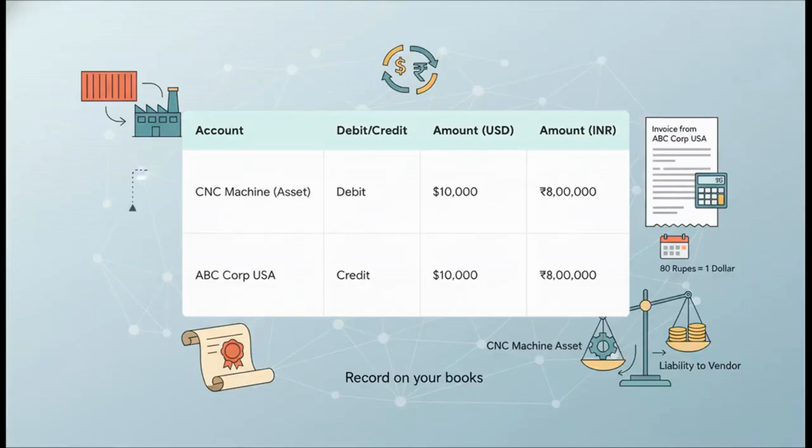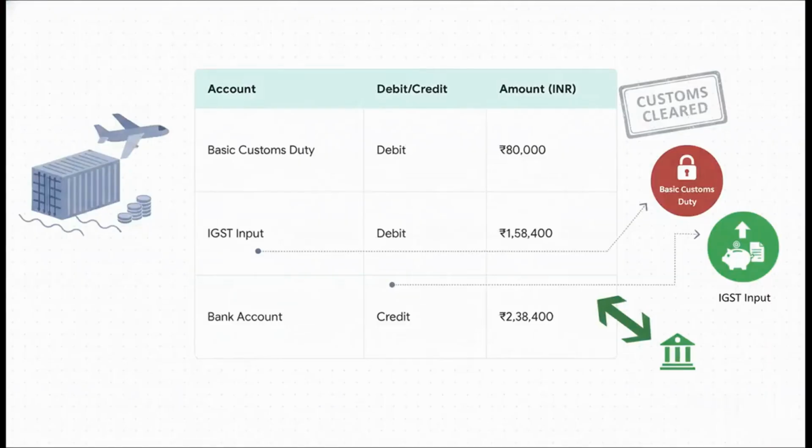Simple enough, right? All right, next up, customs. Before that machine even gets off the boat, you have to pay up. Now notice there are 2 different costs here. First, there's the basic customs duty. That's 80,000 rupees. That's a cost, it's gone, you can't get it back. But then there's the IGST, over 1.5 lakh rupees. And this part's important. You pay it now, but you get to claim it back later as a tax credit. Both payments, of course, come right out of your bank account.